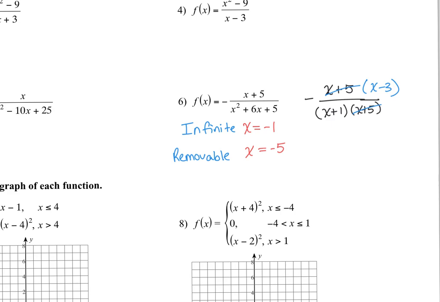All right? Remember, our problems are only in the denominator. So I do not care what makes my numerator 0 unless it helps me cancel a denominator, right? I'm only listing my denominator problems. My numerator is just telling me, is it removable or is it infinite?